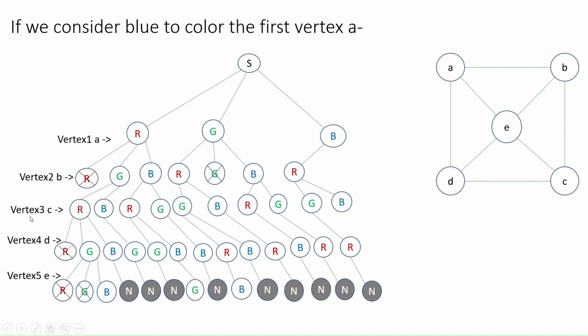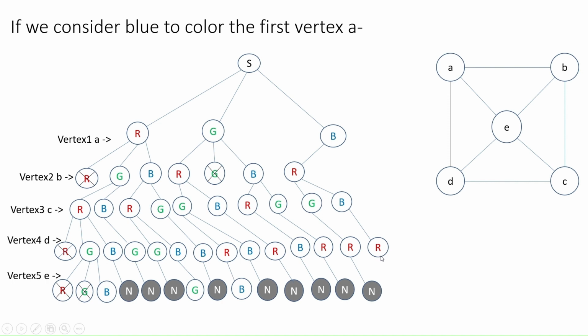So here the third vertex is colored with blue, right? So now the fourth vertex cannot be colored with blue again, right? Because 1 and 4 are adjacent to each other, but it can be colored with red because 2 and 4 are not adjacent to each other. So we are coloring the fourth vertex with red.